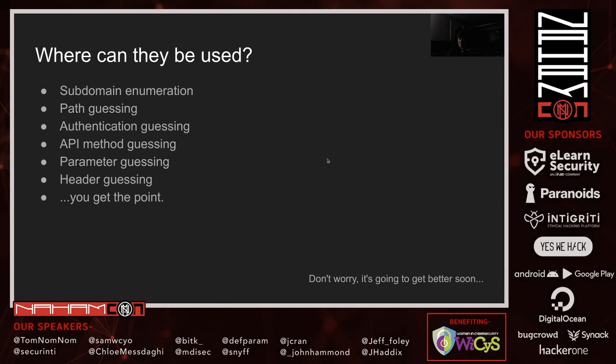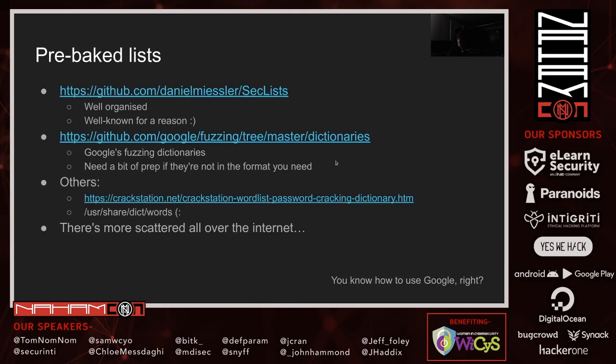More recently, I've found myself using it to guess API method names, for example in an RPC style API. If I've got no documentation and I don't know any of the API methods, guessing might be a good way to go about it. Other parameters too: query string parameters, post parameters, or headers, which should probably be included in parameters as well. Any kind of input that the application accepts but isn't documented, I want to get those things. So you probably get the point.